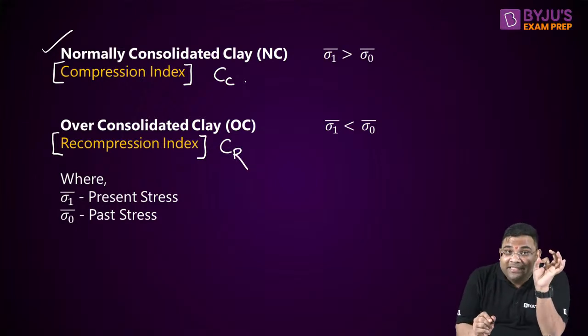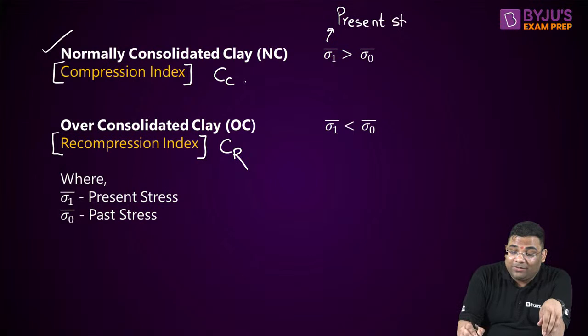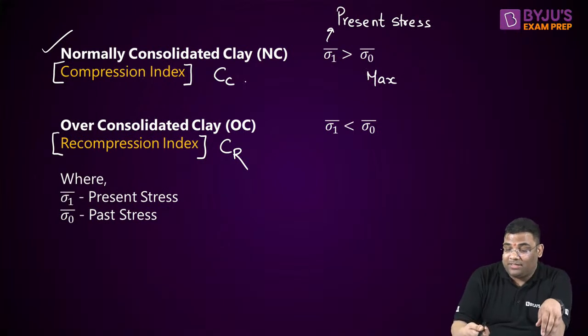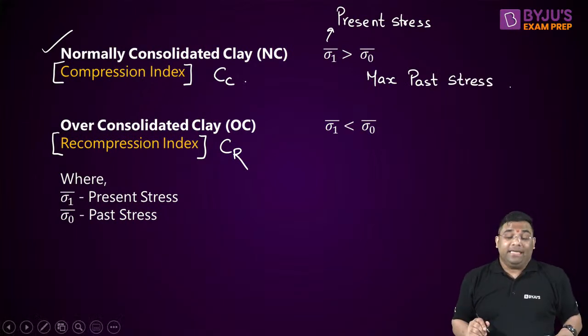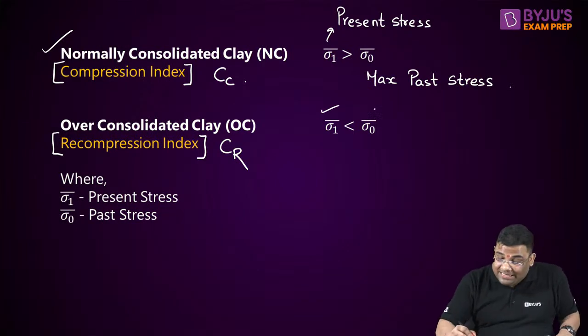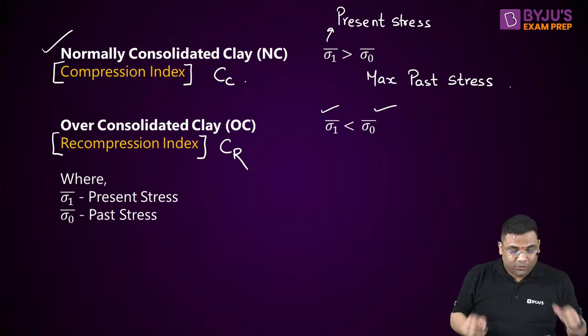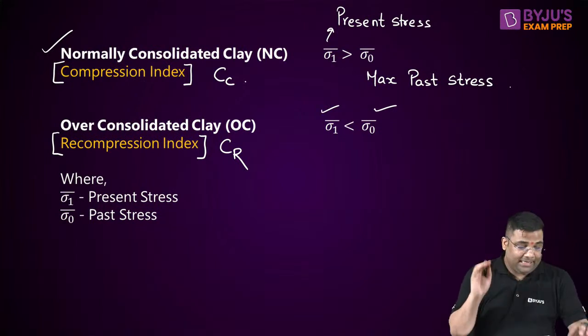And we know what NC clay was. In NC clay, the present stress will be more than the maximum past stress, because the soil is experiencing the stress the first time, so it will compress. But in case of OC clay, the present stress is less than the maximum past stress, so it is having recompression.